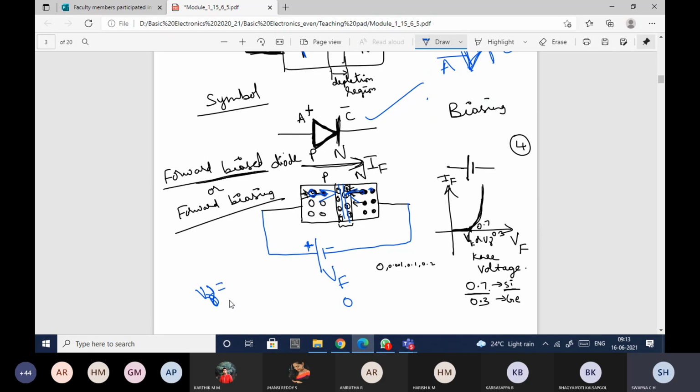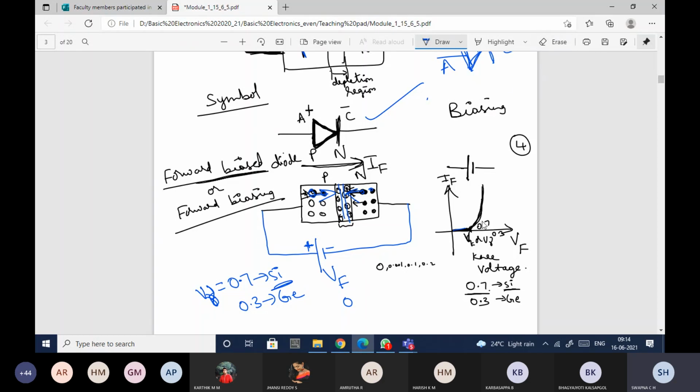That voltage is 0.7 if it is made up of silicon atoms, and 0.3 if it is made up of germanium atoms. Let me speak with respect to silicon. Until VF reaches 0.7, there will be some barrier present. Because of this barrier, the current will be very small.